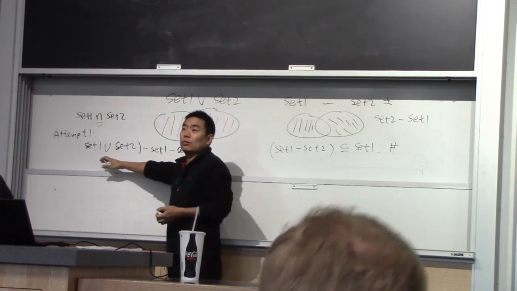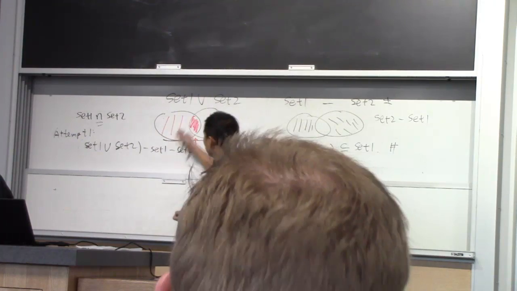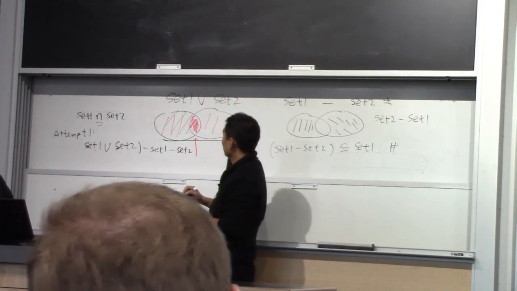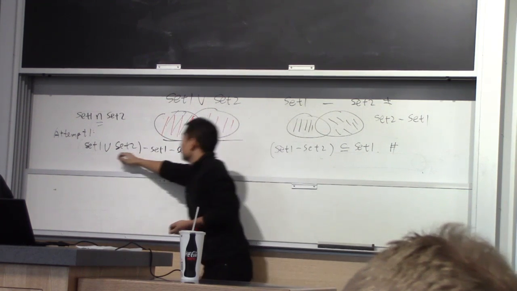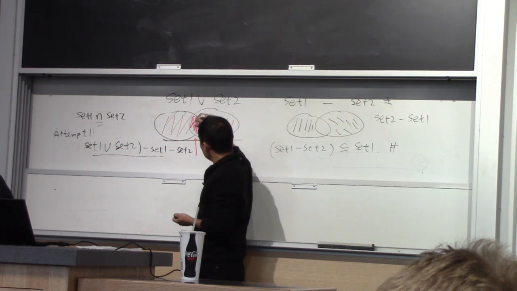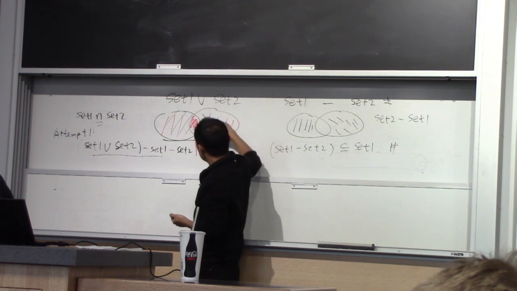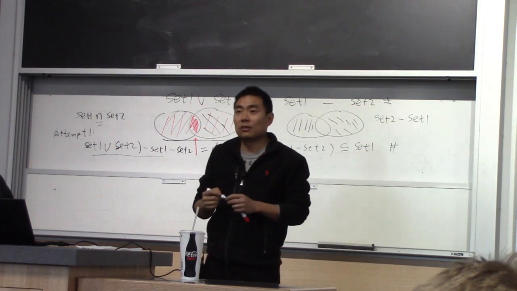Okay, let's walk through this, right? Union gives you this. Then I subtract away set 1, so everything here is gone. And subtract set 2. This part is no longer there. And when you subtract set 2, then this part is gone. What you end up with is an empty set. It's wrong. Okay?